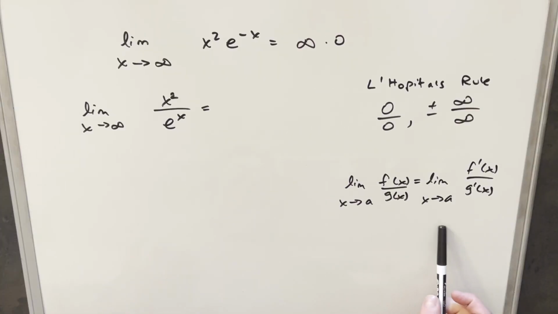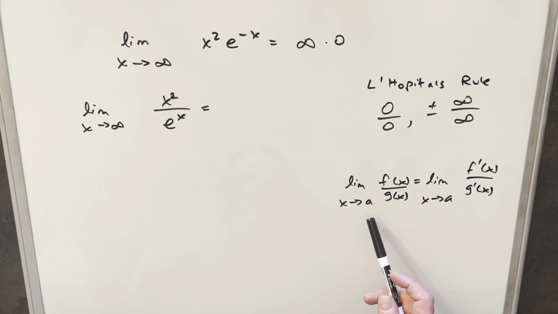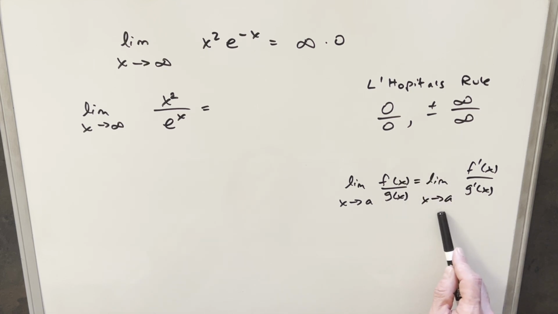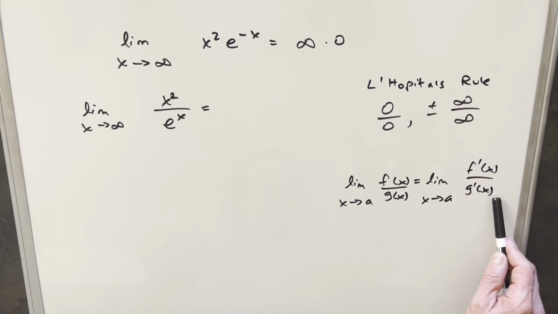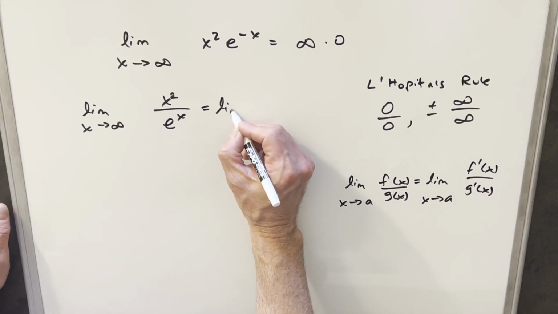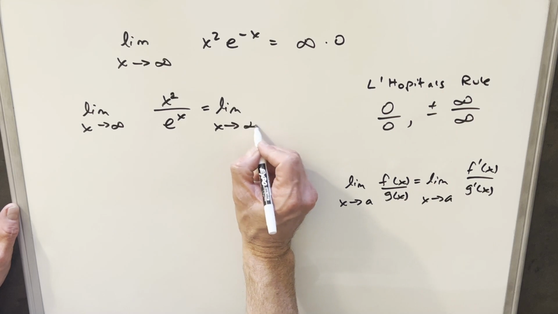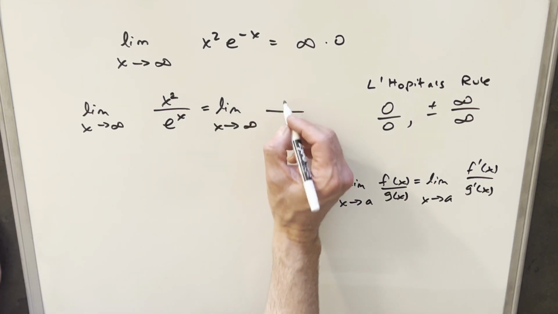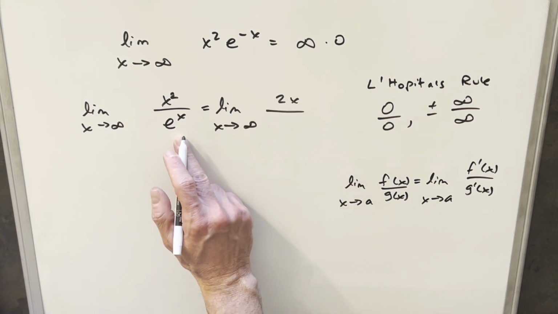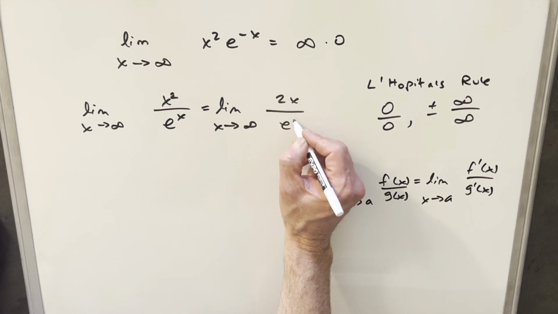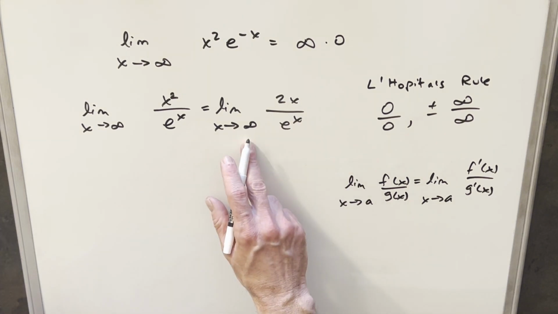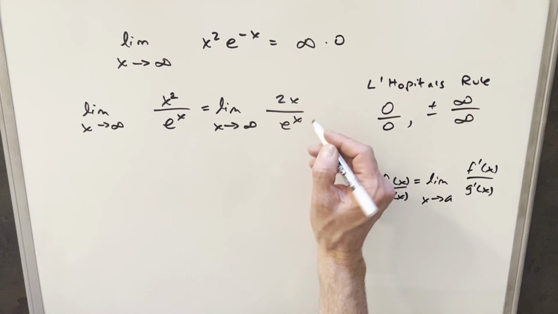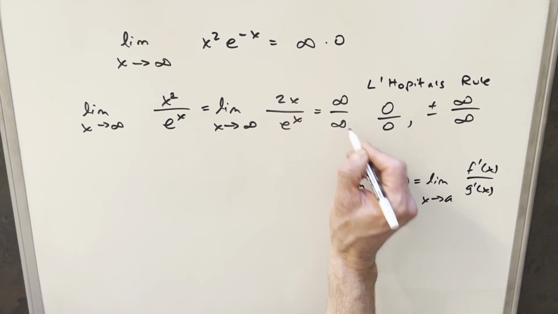We have our definition for L'Hopital's rule over here on the right that tells us if we have this limit as x approaches a of f of x over g of x, and it's one of these indeterminate forms, then we can just take the limit as x approaches a of the derivatives of f over g. So using that, we still want to take the limit as x approaches infinity, but we want the derivative of x squared, which is just 2x, and the derivative of e to the x, which is just e to the x. Now, evaluating this at infinity, we still get an infinity over infinity situation.